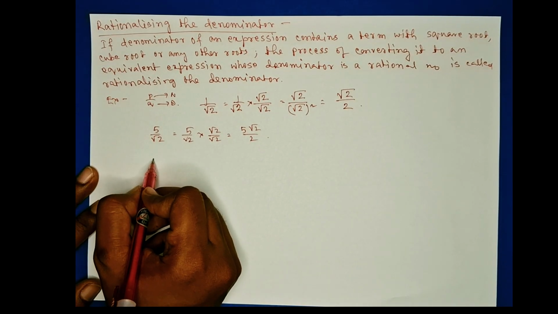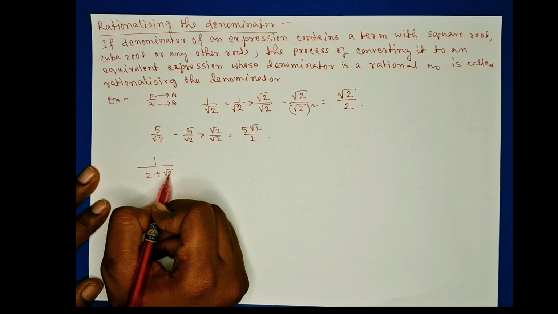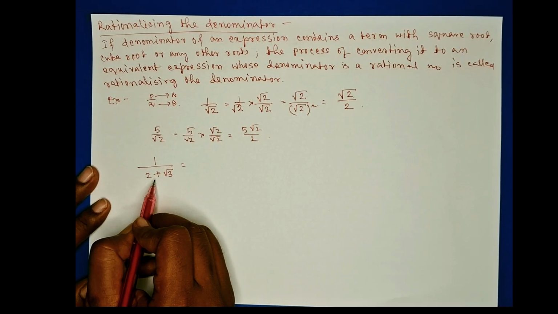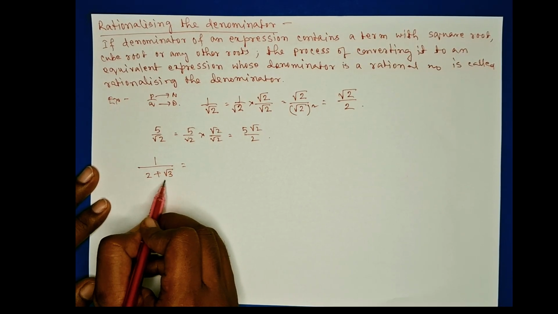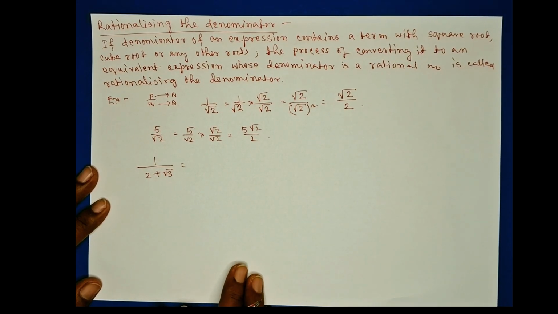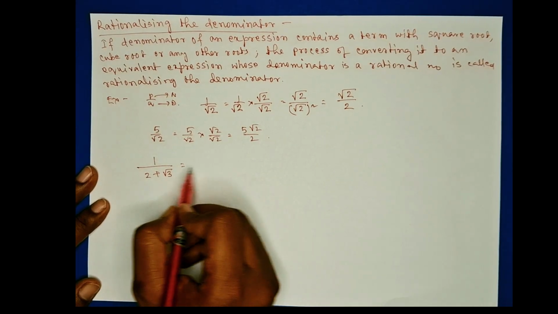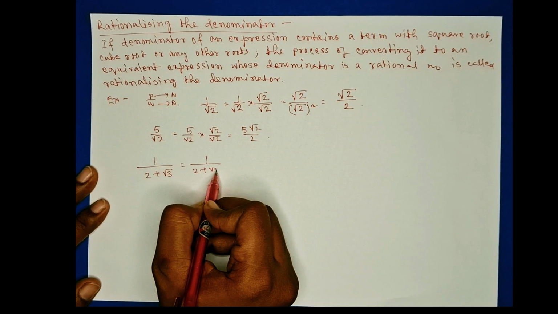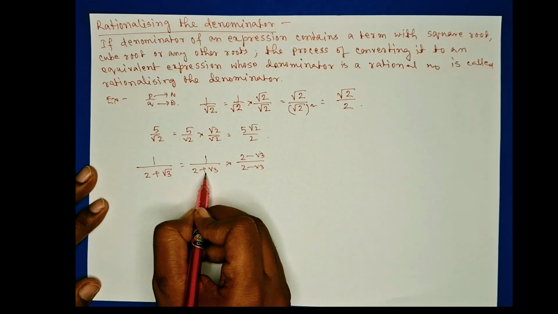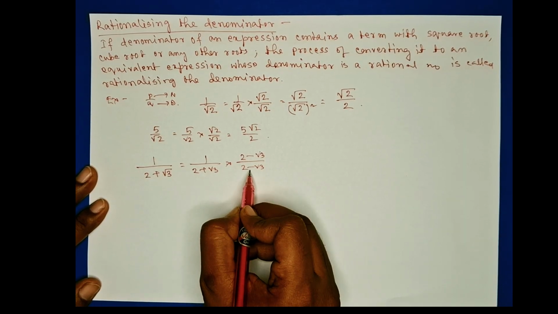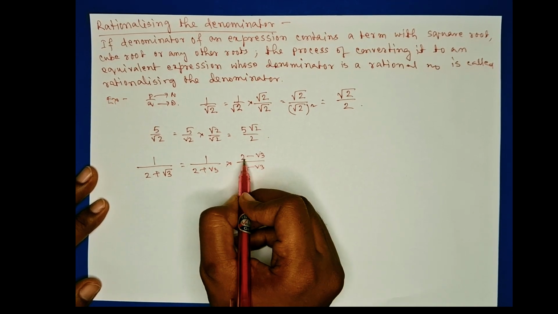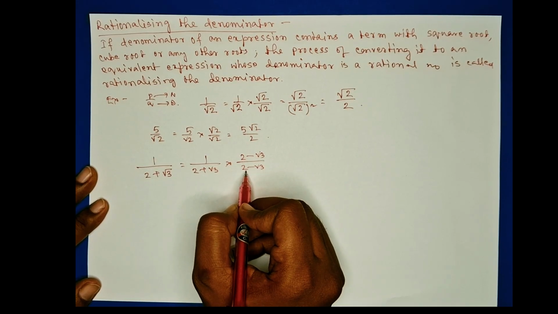What if I get 1 by 2 plus root 3? How to make it? Here the denominator, 2 plus root 3, is an irrational number. If I can make this root 3 rational, then the whole denominator will be rational. So how can I do it? Always remember, we have to multiply with 2 minus root 3 by 2 minus root 3. If there is a plus sign in the denominator, just change the sign and multiply on both numerator and denominator. It is 2 plus root 3, so multiply it with 2 minus root 3 by 2 minus root 3.